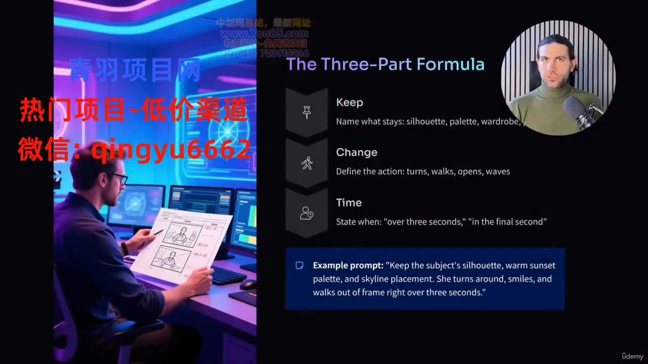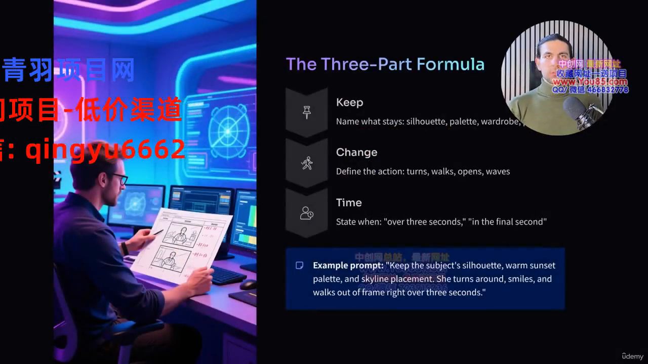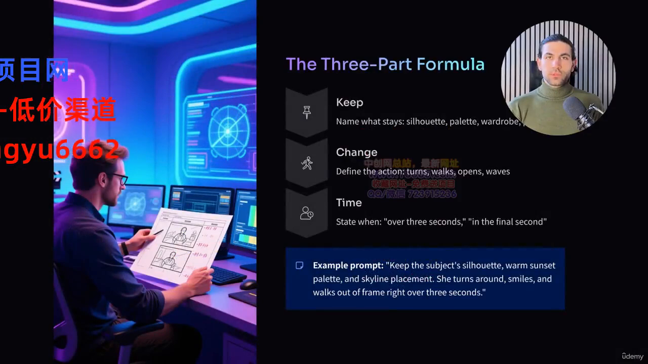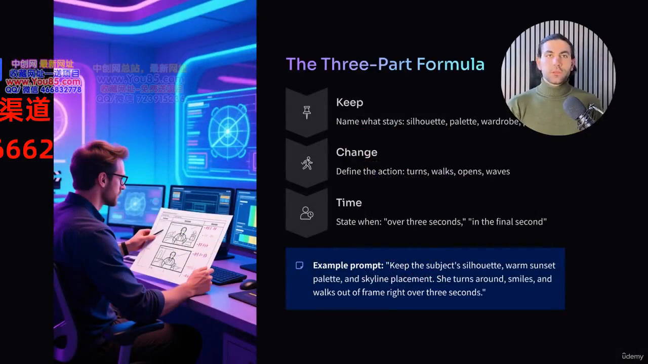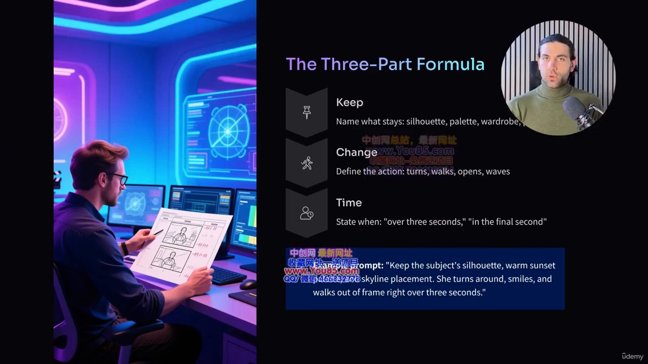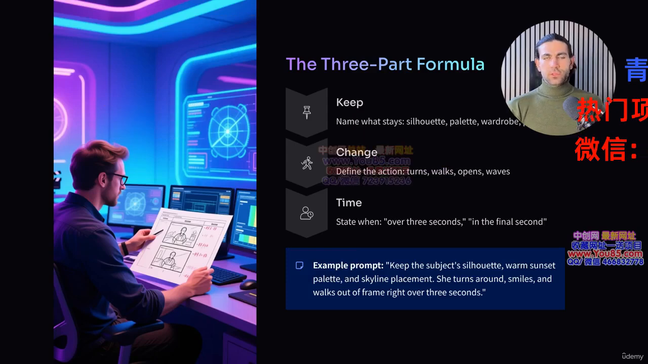If the result wanders, maybe the palette cools off or the skyline shifts, simply reassert the elements you want to hold. For example, keep warm sunset colors, keep skyline in the lower third, keep the same outfit.